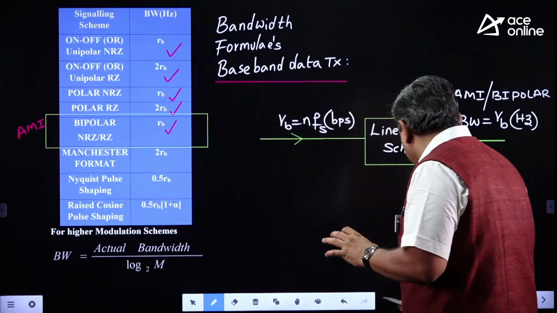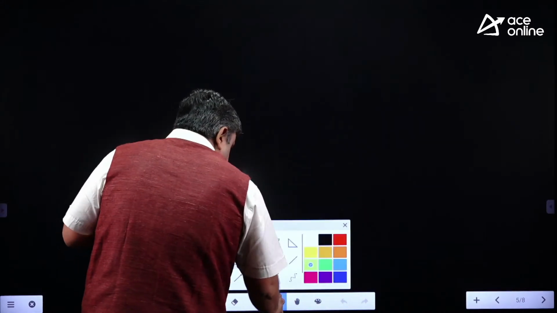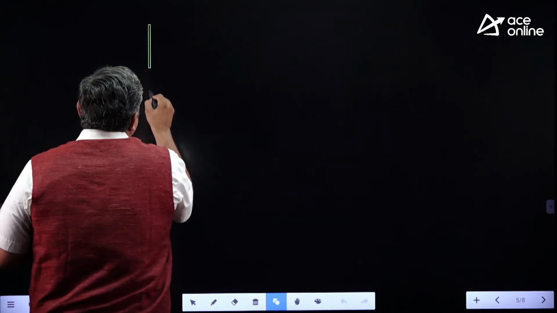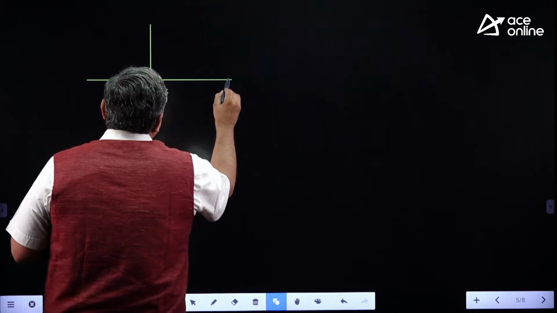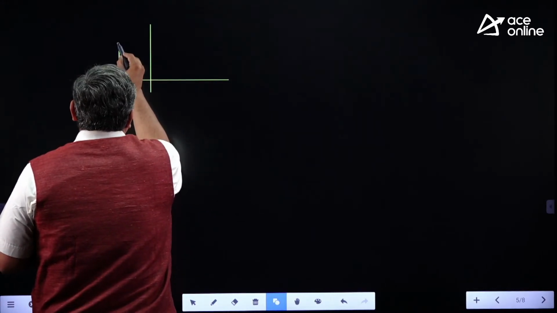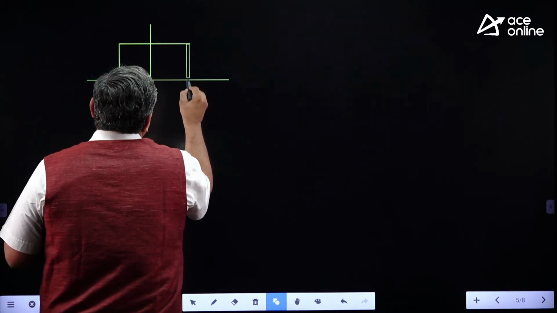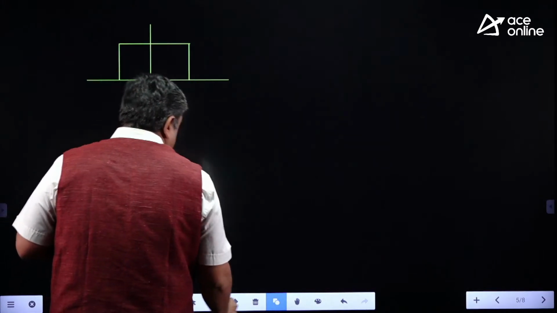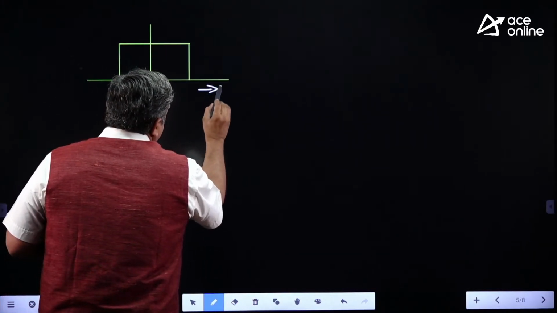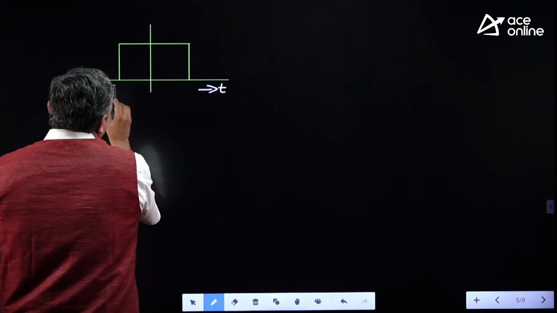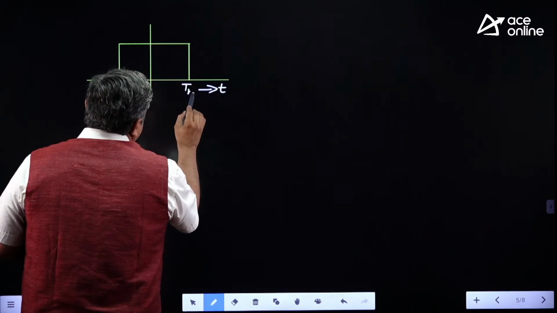So the problem you face here, just understand my point. I will explain in simple language. I have rectangular pulse transmission. So let me assume I am transmitting data using a rectangular pulse, because all coding schemes are rectangular pulses only. So this is a pulse in time domain. Let us assume for 1 bit duration, so minus TB by 2 to plus TB by 2.